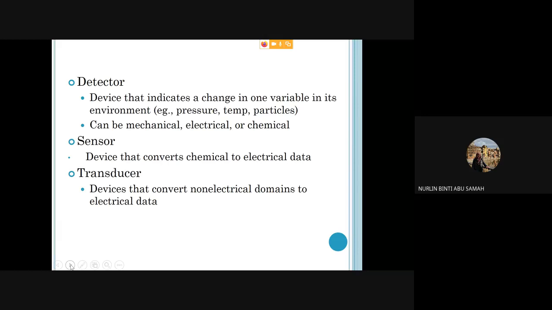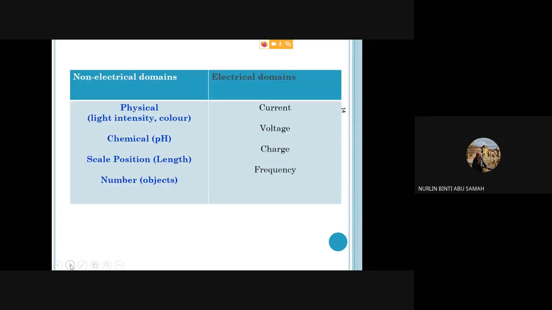And we also have a transducer. This device converts non-electrical domains to electrical data. The non-electrical domains are like the physical properties, such as light intensity and color. The electrical domain is the current, and you can see the other non-electrical domains.